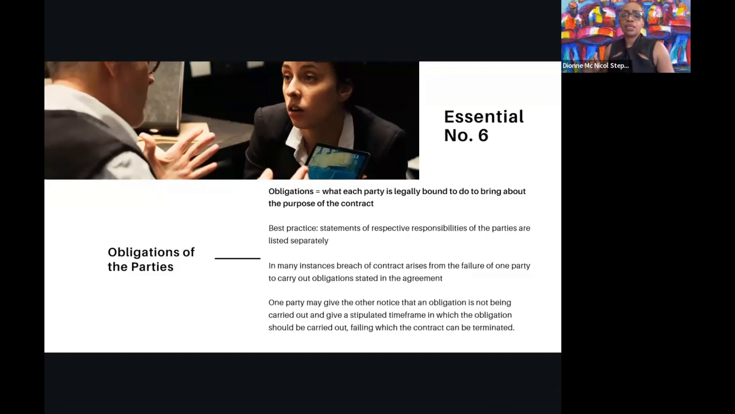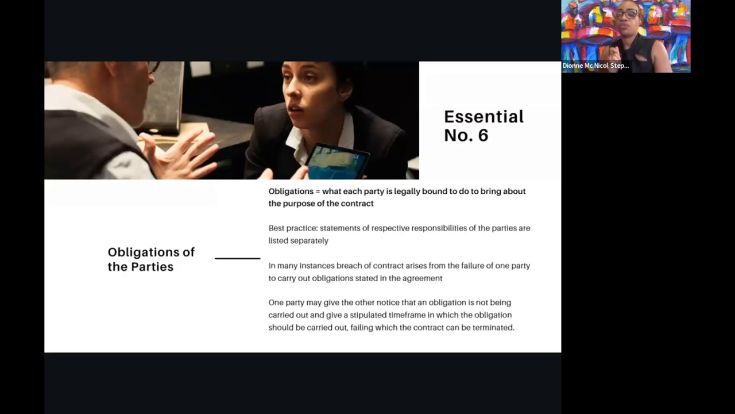Best practice is that statements of the respective responsibilities of the parties are listed separately. So the band producer's obligations will be listed in one section. The costume designer's obligations will be listed in another section. That again is just to bring organization, order, and clarity to what is being said, right?